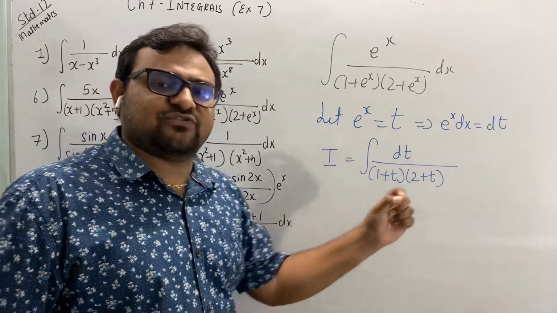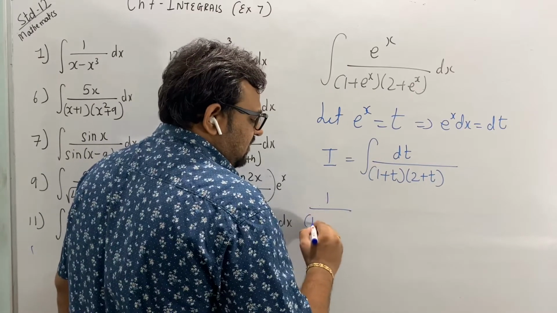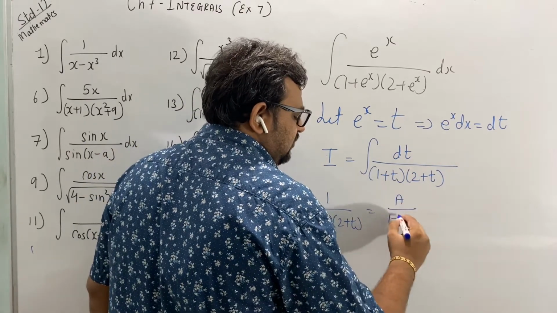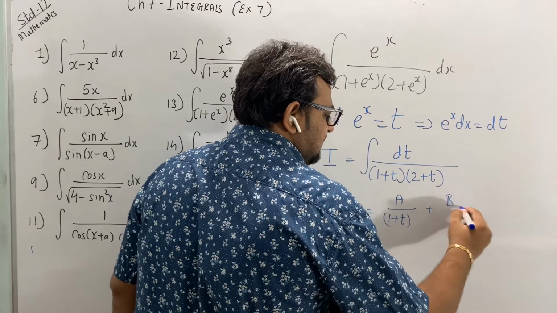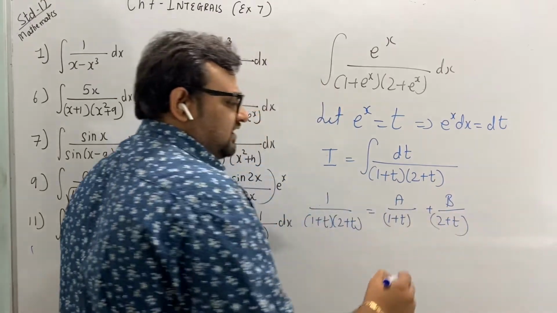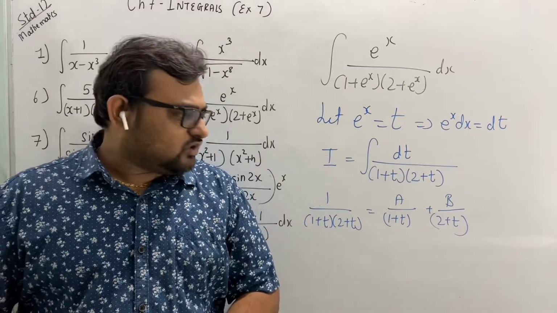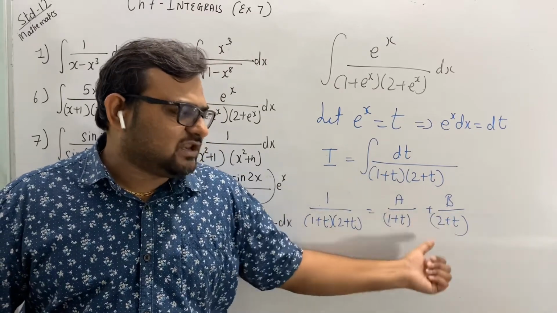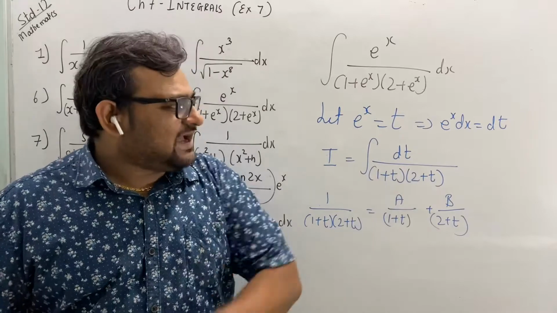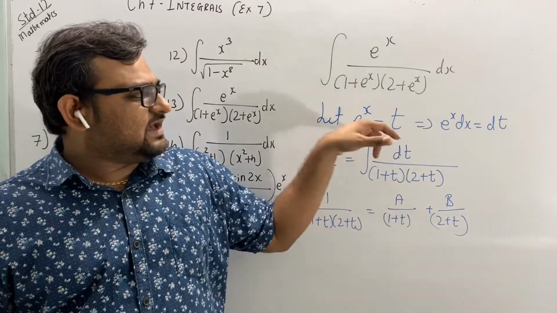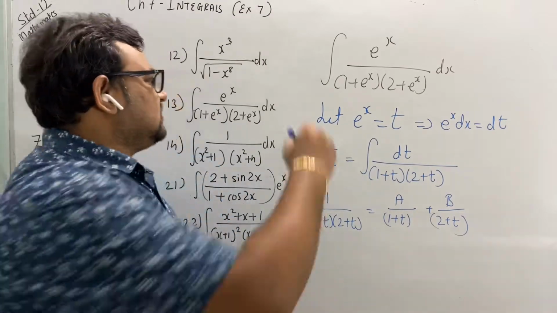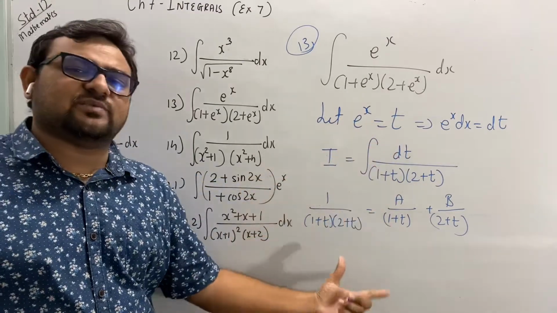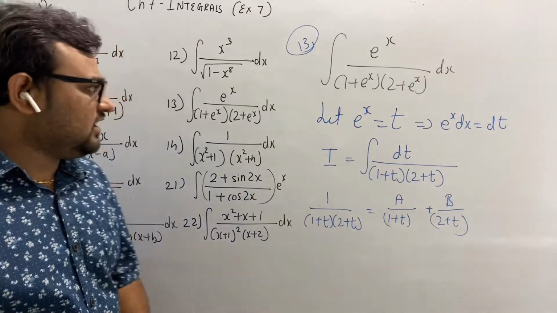Integration by partial fraction. Like 1 upon 1 plus t, 2 plus t equals a upon 1 plus t plus b upon 2 plus t. Clear? Okay, so now just find out the value of a and b. And it will be a log 1 plus t plus b log 2 plus t when you integrate it. And finally replace the value of t as e raised to x, right? So this was about question number 13. Solve it this way: assume e raised to x as t and then integration by partial fraction. Okay, now let's move to the next one.